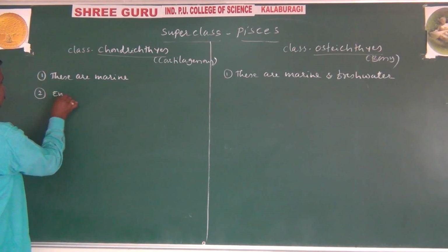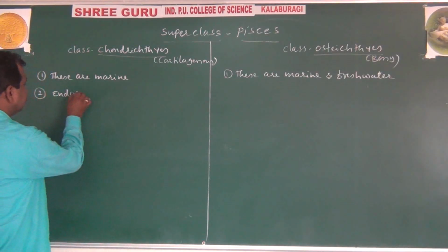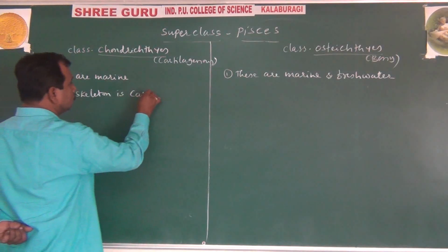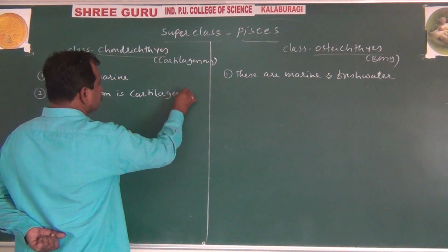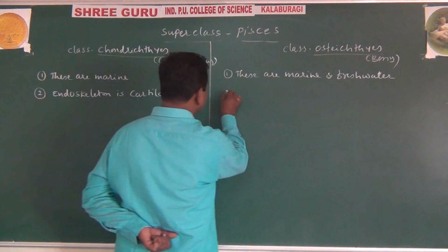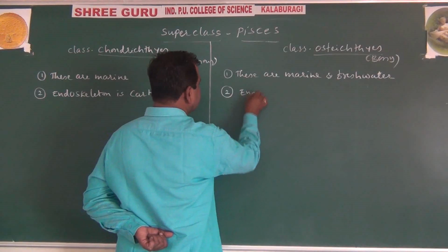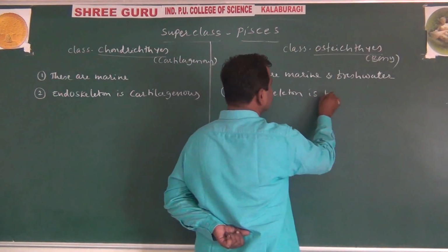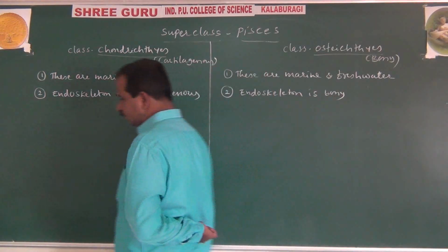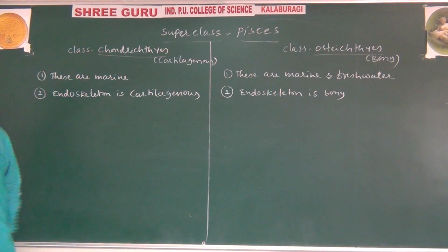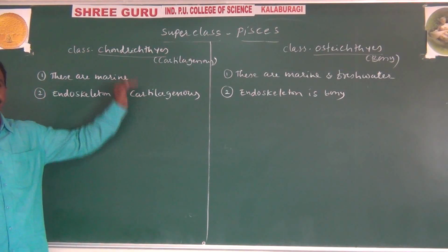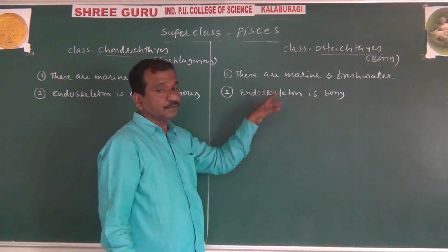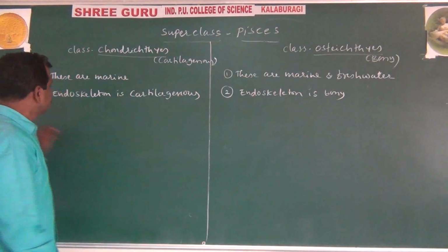Next one is endoskeleton. First I will write, then I will explain. Endoskeleton is cartilaginous. Second one, here endoskeleton is bony. Now here the endoskeleton is cartilaginous, as we have studied in the case of cyclostomes. So here also the endoskeleton is cartilaginous, and in the other the endoskeleton is bony. These are the differences.